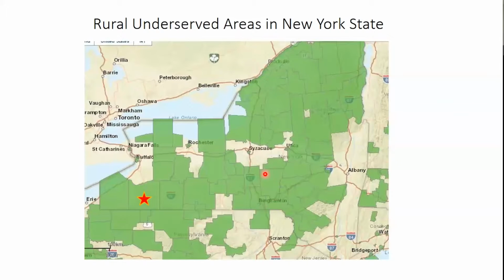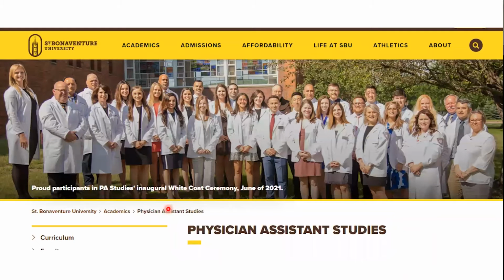So geographically, this is where we're located in sort of southwestern New York State. The areas here in green are showing underserved rural areas. And so one of the major reasons for starting this School of Health Professions at the university is because there's a real need for healthcare in this area. It's a lot of underserved areas. And so hopefully some of our students that go through the program will stay in this area.